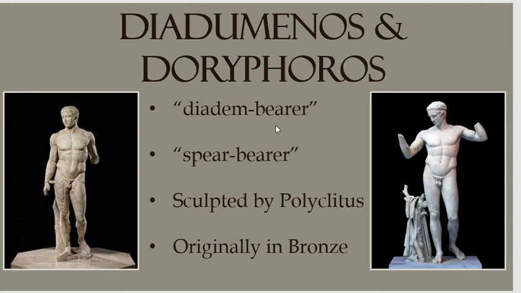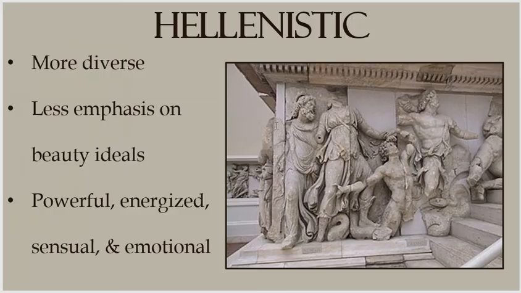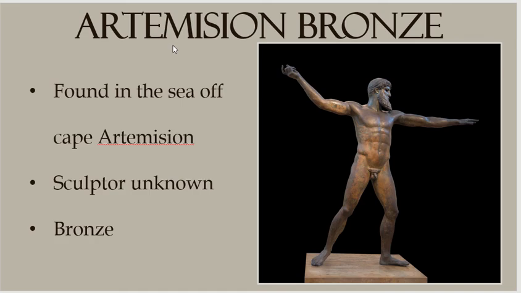So next up in our examples is the Artemision Bronze. He got that name because he was found off the Cape of Artemision, and it's actually nicknamed God from the Sea because of that. The sculptor is unknown for this piece because they found it in the middle of the ocean, and there's no indication of who the artist could be. But the statue is believed to be either Zeus or Poseidon.